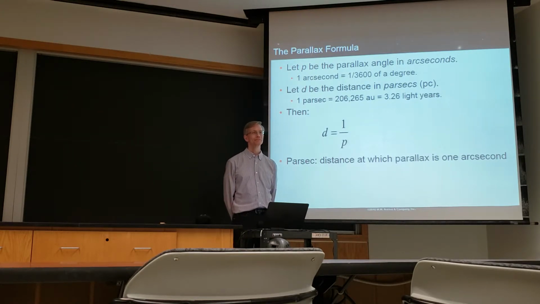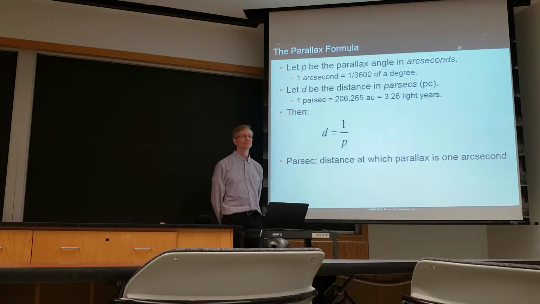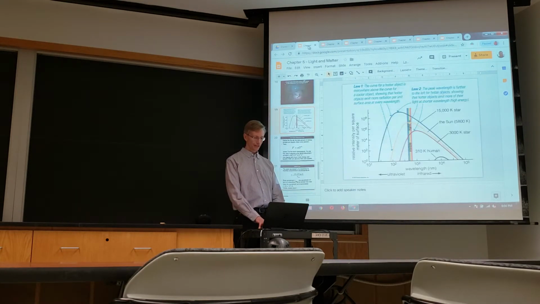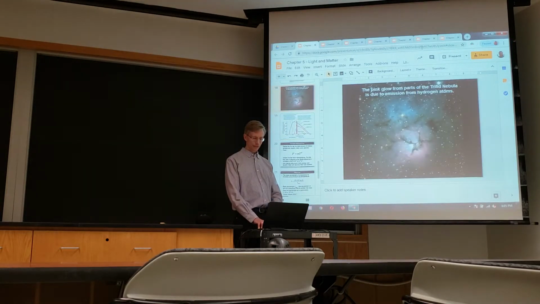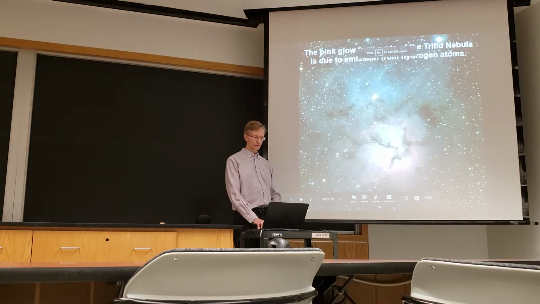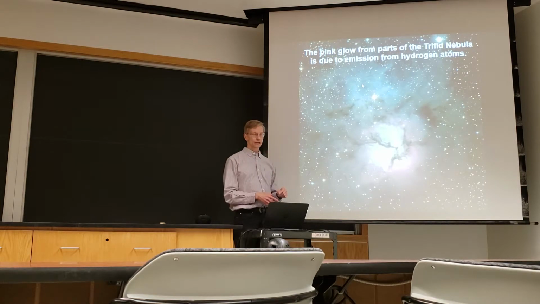Yes? What is an H2 region? And what causes the ionization of hydrogen within one, and gives it the pinkish color? Yeah, so an H2 region, here's one right here. The pink glow from parts of the Trifid Nebula is due to emission from hydrogen atoms. An H2 region is also called an emission nebula because it's producing emission lines, which is what is giving it its color. It's emitting.